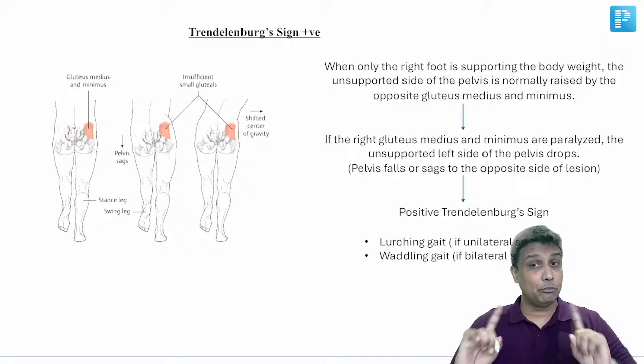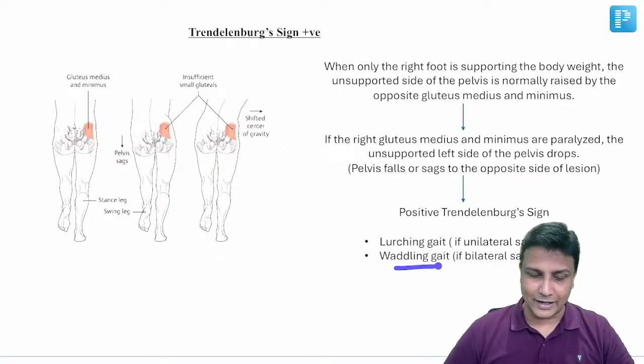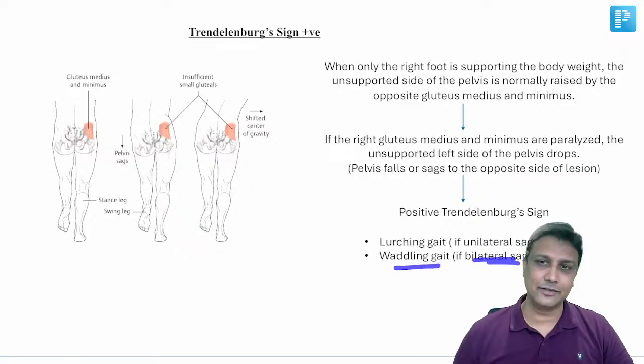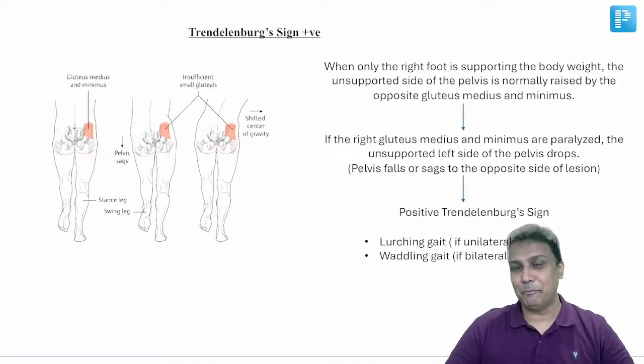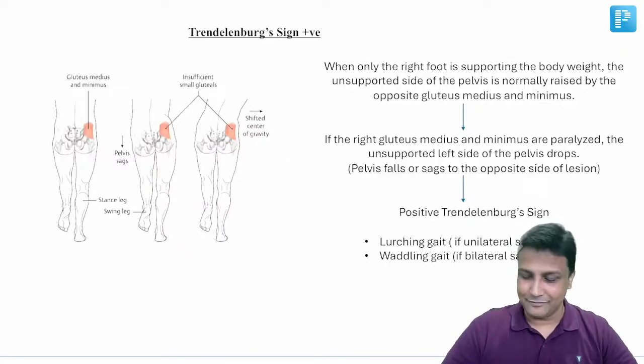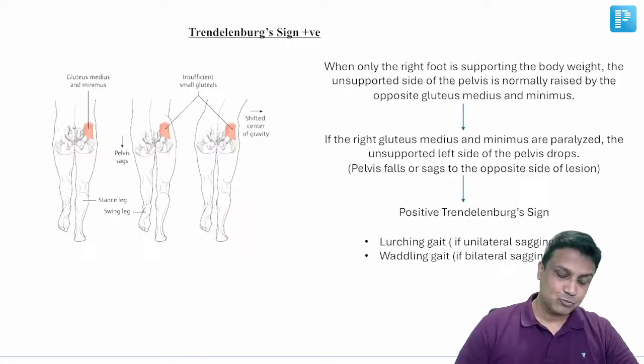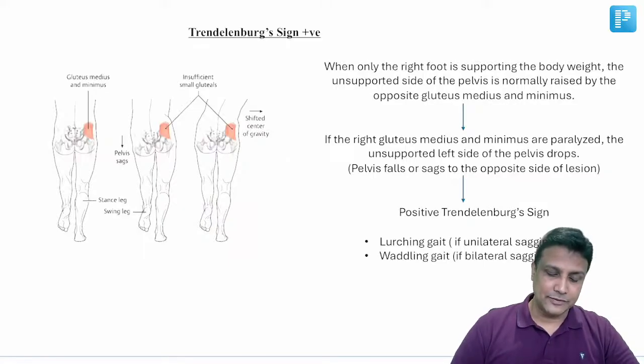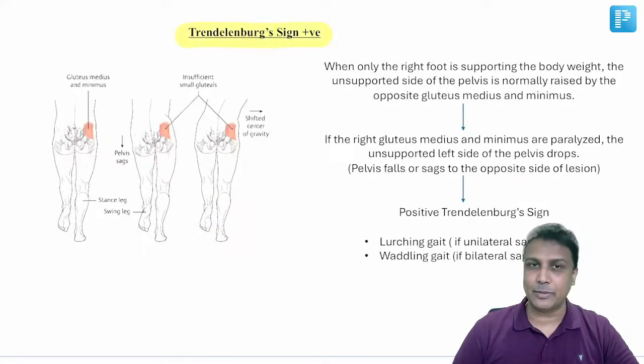If the nerve is injured on both sides, then what happens? It will be a waddling gait. In waddling gait, the nerve is involved on both sides, and the person walks by waddling on both sides like a penguin. And what is the sign which will be positive here, sir? That is the Trendelenburg sign. That will be positive here. This is really important.